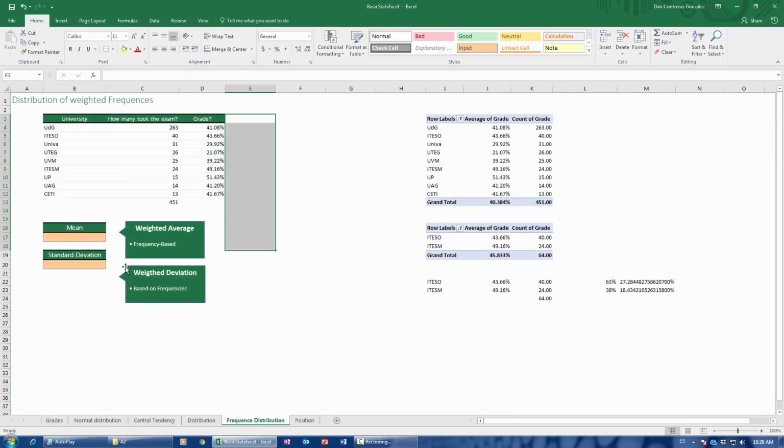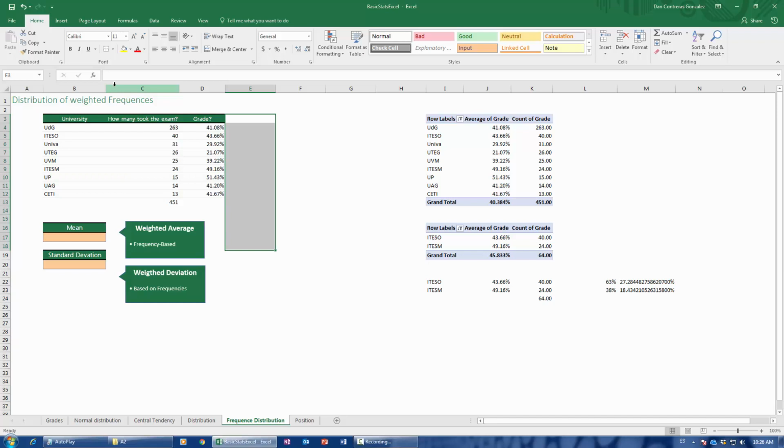Now, frequency distribution, and this is something that I fight a lot with my students about, all right? It's the weighted frequencies distribution, and the weighted averages and standard deviations.